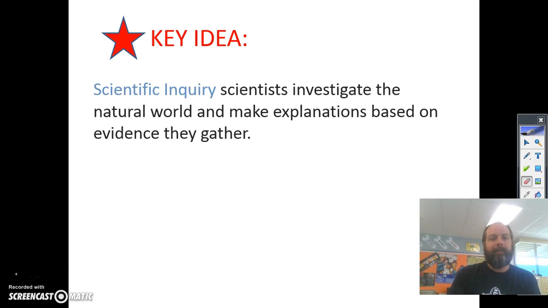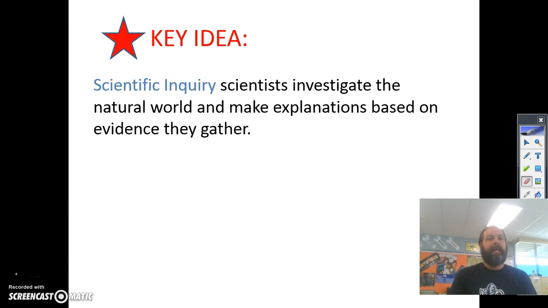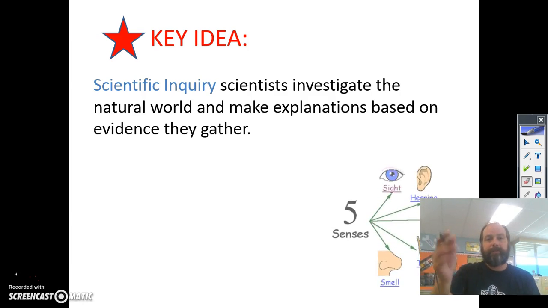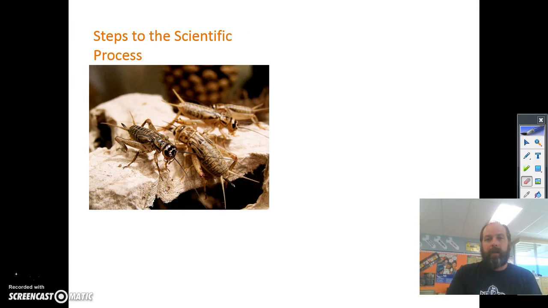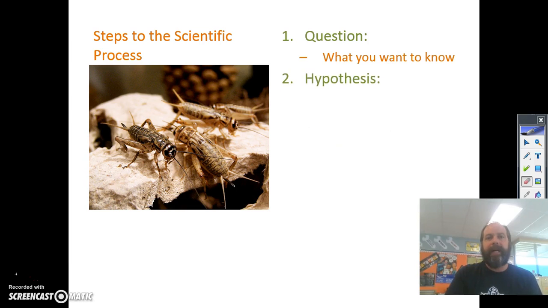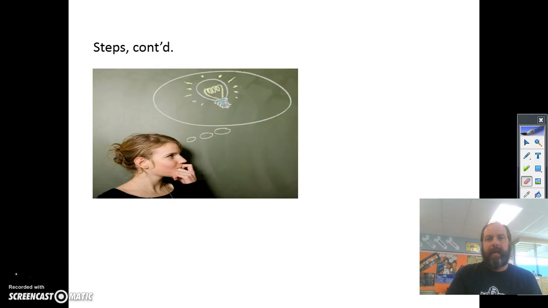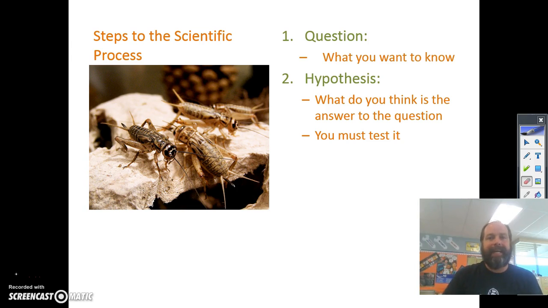The key idea for this section is scientific inquiry, and it's basically how scientists investigate the world. Okay, what do they do to answer all these questions that people have? That is scientific inquiry. Inquiry deals with questions. They do it through a scientific process, and that's what we're going to be discussing today, the scientific process. There are certain steps that scientists take.